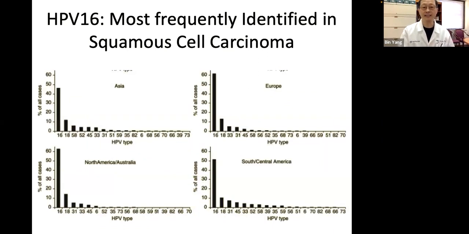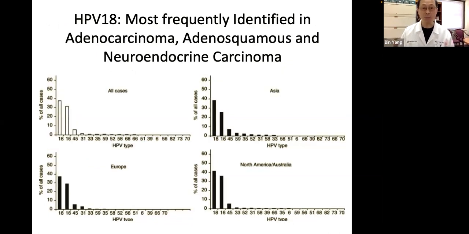HPV 16, in the different regions, Asia, Europe, North America, South America, is the number one HPV type linked with squamous cell carcinoma in the cervix, vulva, and anus. But HPV 18, on the other hand, is the most common infection linked with adenocarcinoma, adenosquamous, and neuroendocrine carcinoma, including small cell undifferentiated carcinoma.